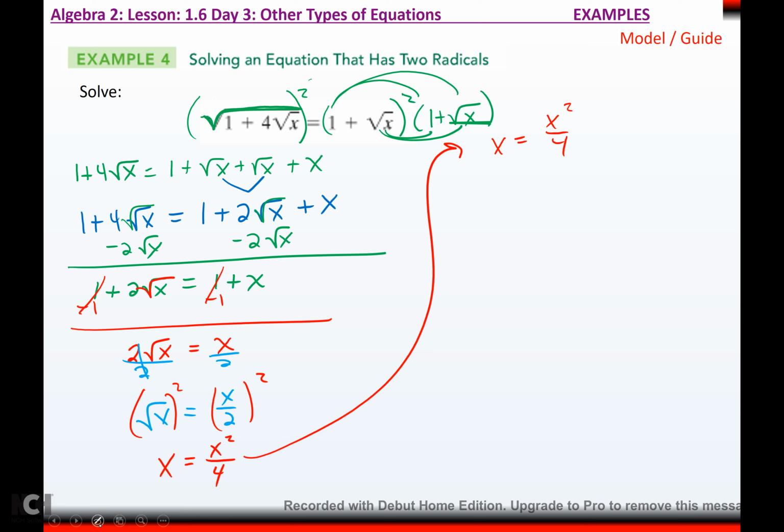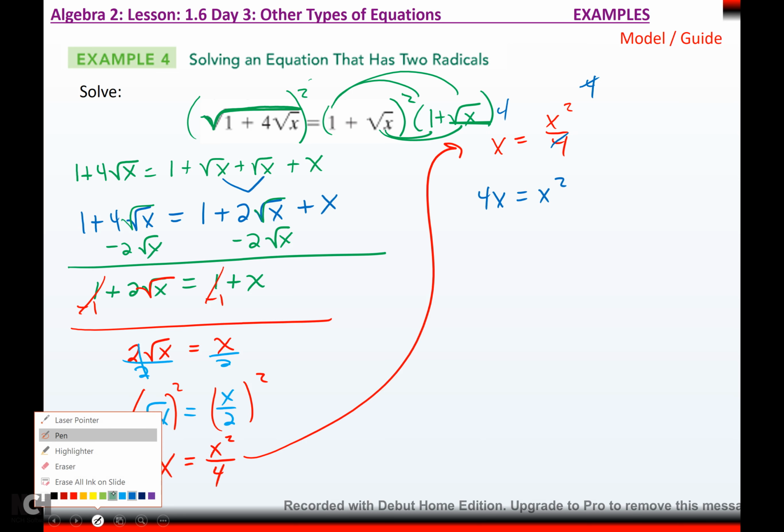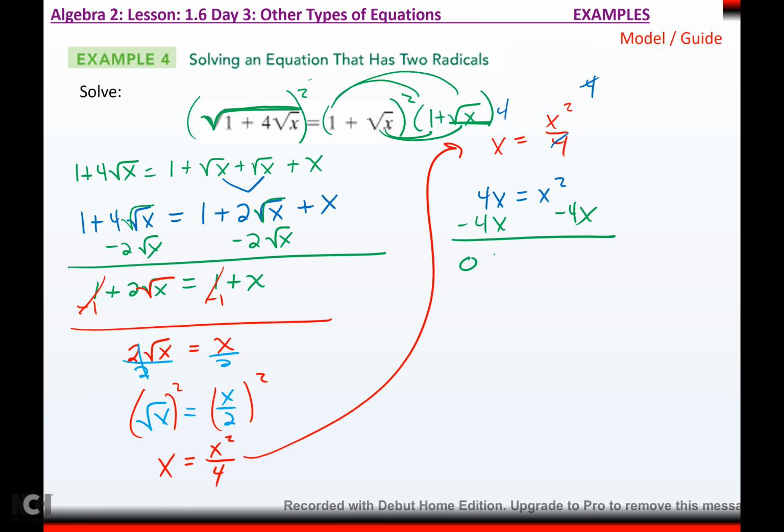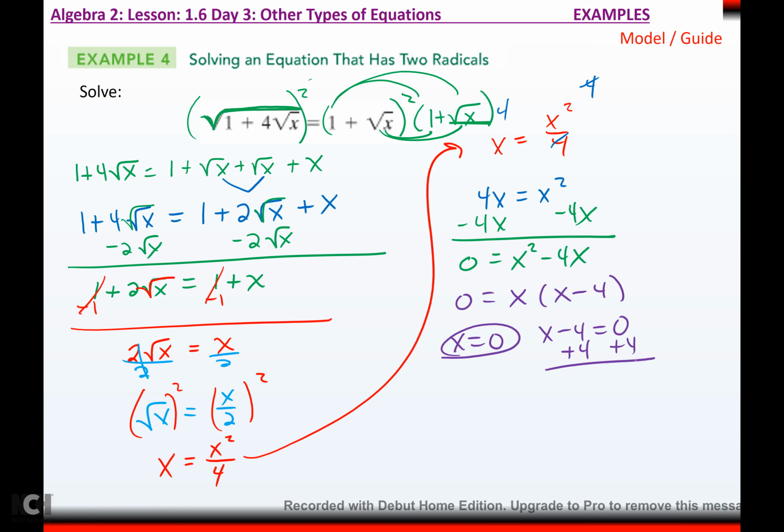I need to get 0 on one side, but I also want to kill that fraction. So I'm going to multiply both sides by 4, which gives me 4x equals x squared. I want 0 on one side, and I don't want my squared term negative, so I'm going to minus 4x. And I get 0 equals x squared minus 4x. I'm going to factor that. I can factor out an x, which would leave x minus 4. So x equals 0, x minus 4 equals 0. That one's done. Add 4, x equals 4, which are my answers unless I can't keep them.